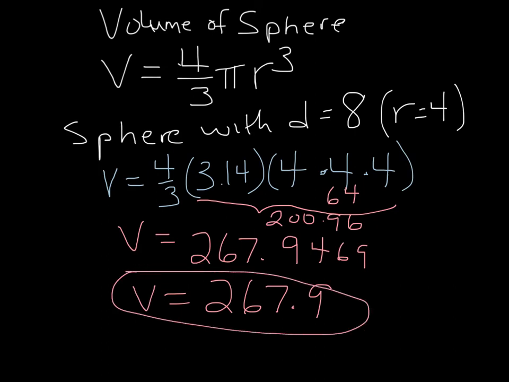But again, remember that you don't round in the middle of the problem. You don't round until the end. Okay? So again, volume of a sphere, 4/3 pi r cubed. The surface area of a sphere, 4 pi r squared.